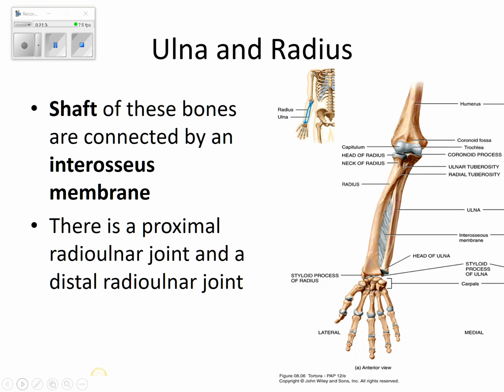The shafts of these bones are going to be connected by what they refer to as an interosseous membrane, and you can see that in between the two bones. Again, on the thumb side is the radius. On the pinky finger side, that's going to be the ulna. There is a proximal radio-ulnar joint and a distal radio-ulnar joint. The interosseous membrane is a thin, broad plane of fibrous tissue, and it connects the radius and the ulna together.